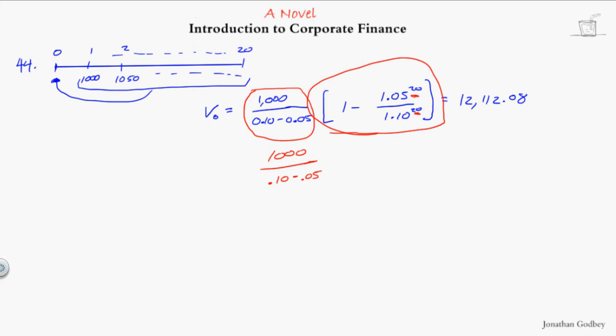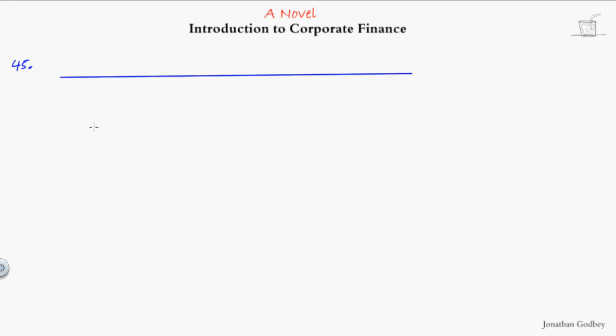Okay, so let's look at number 45. And 45 is going to be a little more difficult because we're combining growing annuities in different ways. So I'm going to draw a nice long timeline here. Today it says is your 35th birthday. And you want to retire when you're 65.